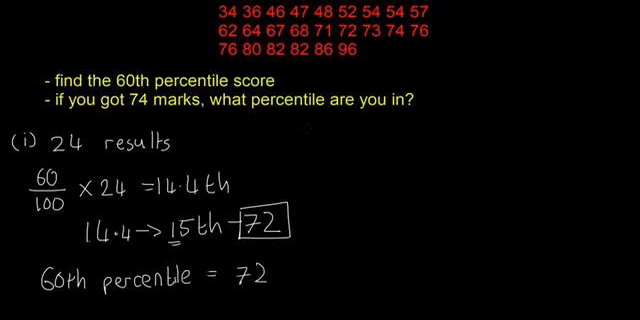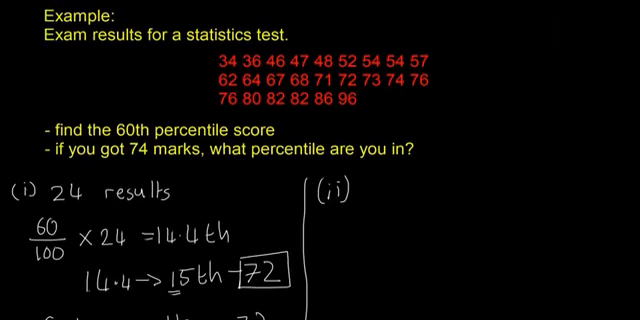Okay, so it might seem a little bit odd, a little bit difficult to follow, but really it's just something you have to learn how to do for these two particular questions. That's what I found when I was doing the Leaving Cert anyway, that you just had to learn them. Next we'll do part 2. So if you got 74 marks, then what percentile are you in?